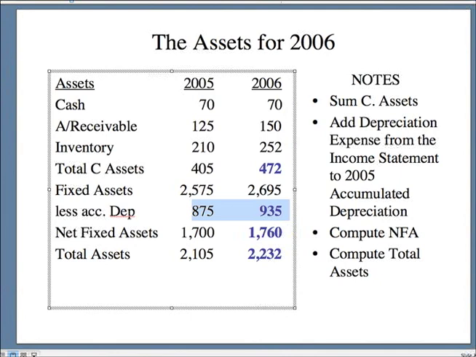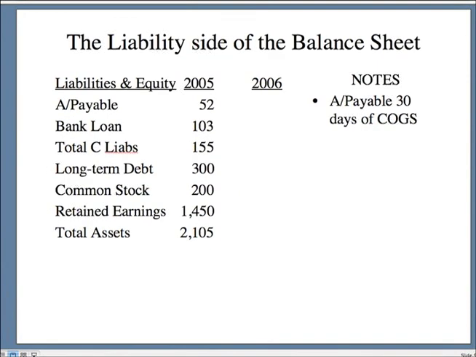We sum the current assets to get 472. Here's net fixed assets less accumulated depreciation. Total assets then will be the sum of the current and the net fixed assets, or $2,232.